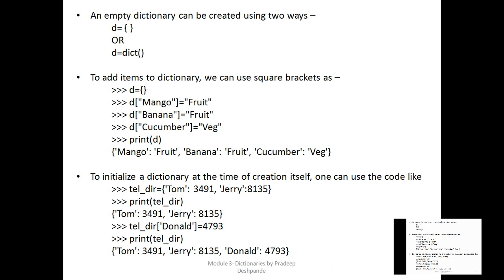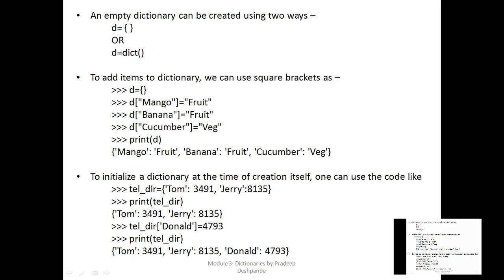Now, how to create a dictionary? We can create an empty dictionary using either of two methods. Either we can use d = dict() with the parentheses, which is one function, or else we can create an empty dictionary just by using d = curly brackets with nothing in between.